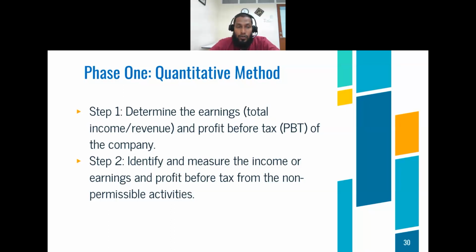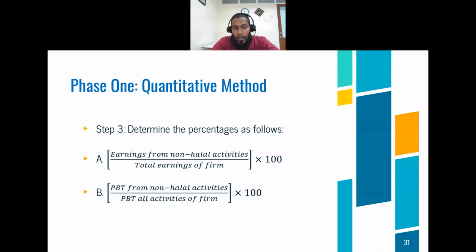Once we get these two, we have to follow this formula. We divide the revenue from non-halal activities by the total revenue of the company, multiplied by 100. Secondly, we get the profit before tax from non-halal activities and divide by the total PBT of all the activities of the firm, and multiply by 100.